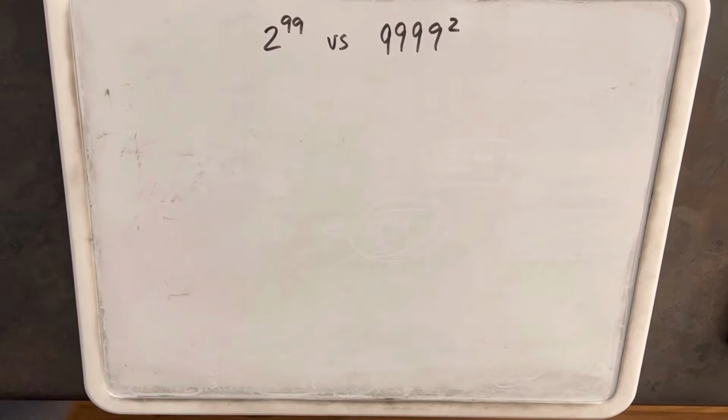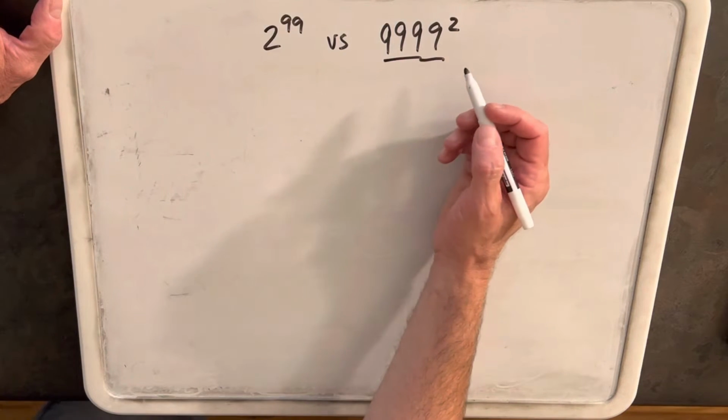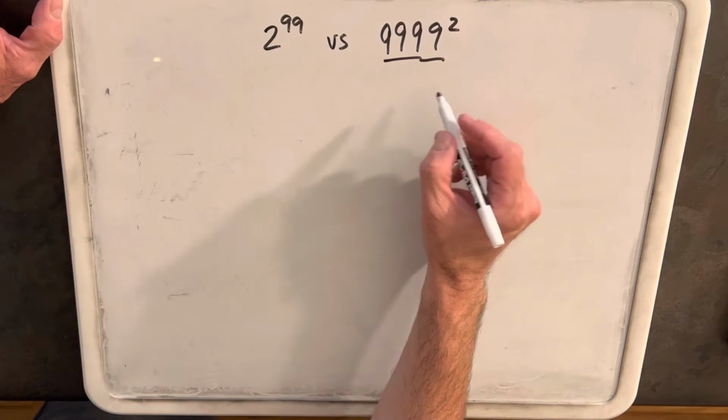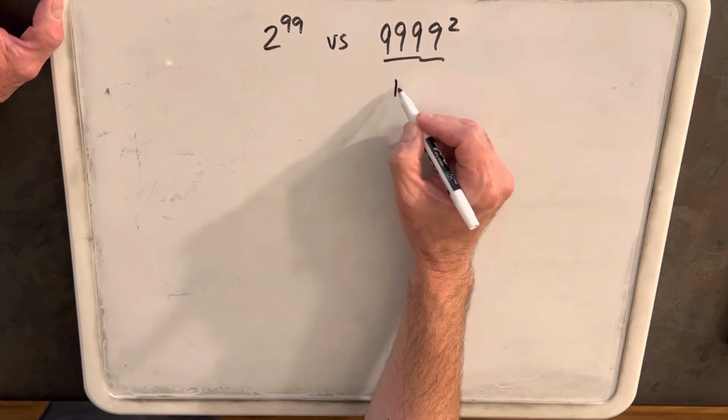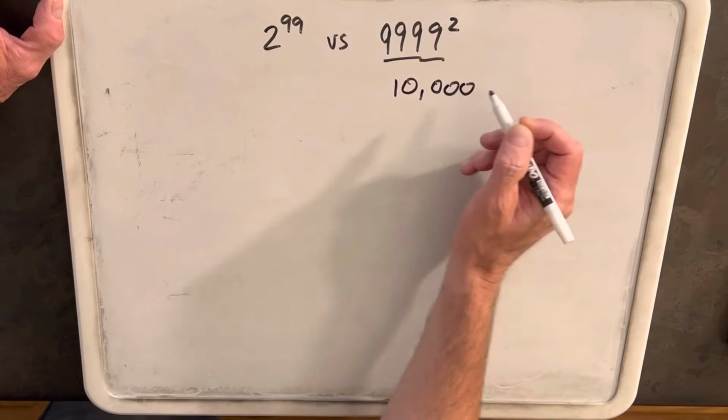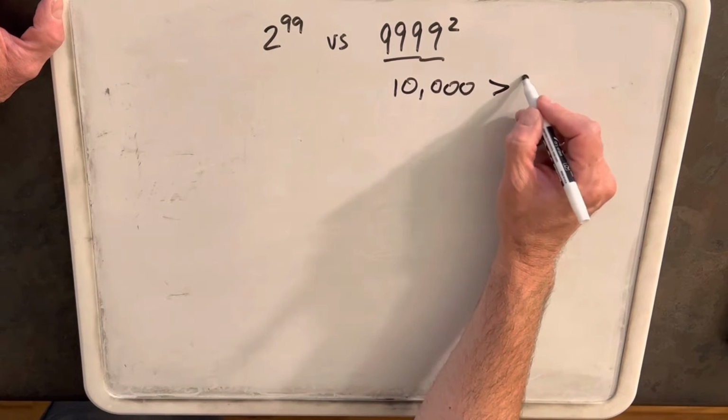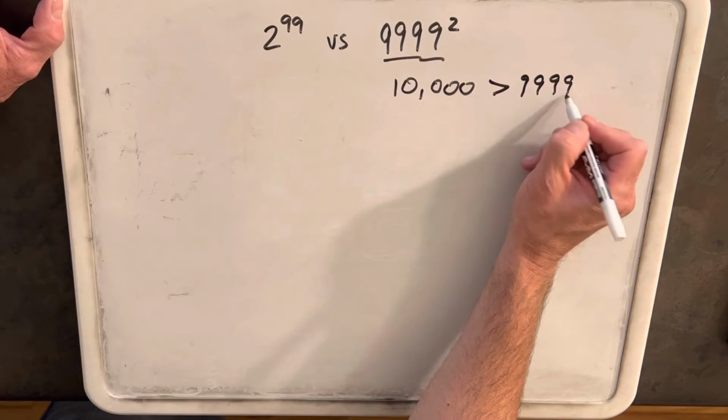Hey, so we have another, which is a bigger problem on the board. I'm going to be comparing 2 to the 99th versus 9999 squared. I think where I want to start is this number here, which is going to be really close to, what's that, 10,000. So we can say that 10,000 is greater than 9999.